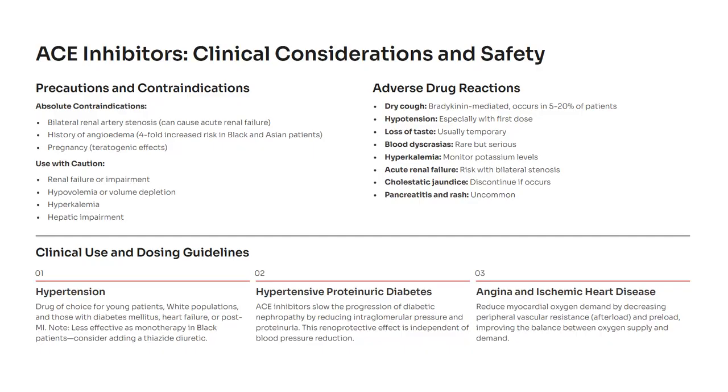Hypertension with proteinuria or diabetes, so an ACE can slow the progression of diabetic nephropathy. And it does that by reducing the intraglomerular pressure and proteinuria. So it's good in those patients. Also, in angina and ischemic heart disease, because it reduces the myocardial oxygen demand by decreasing the peripheral vascular resistance, or the afterload and preload, improving the balance between oxygen supply and demand.